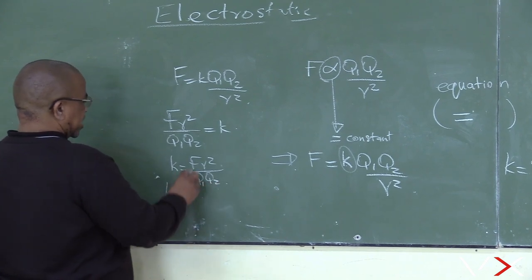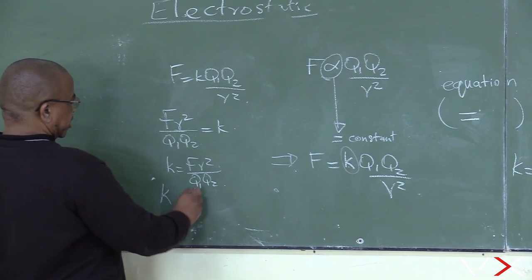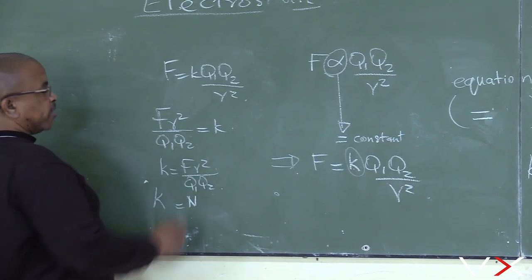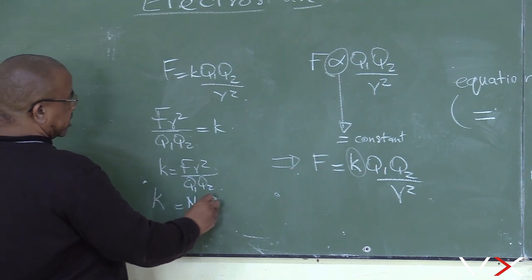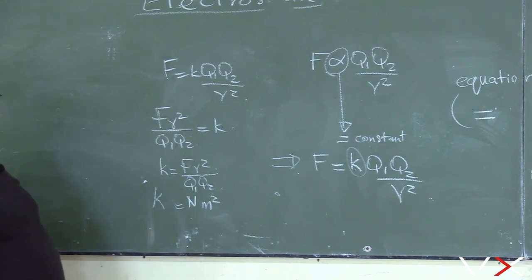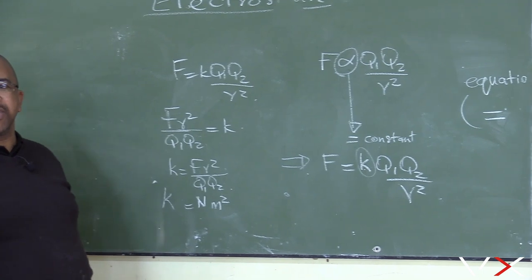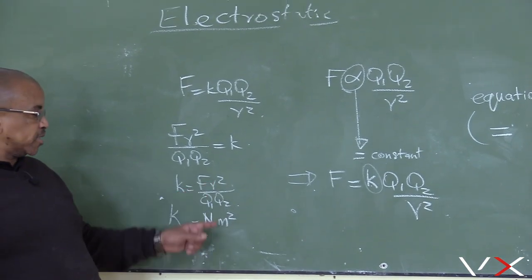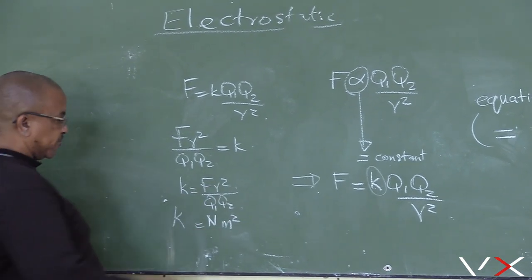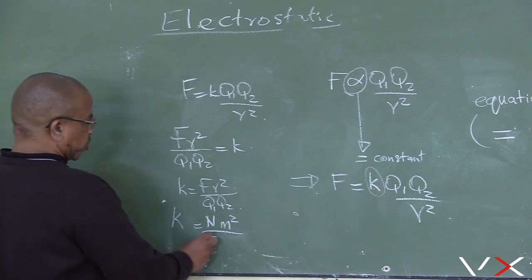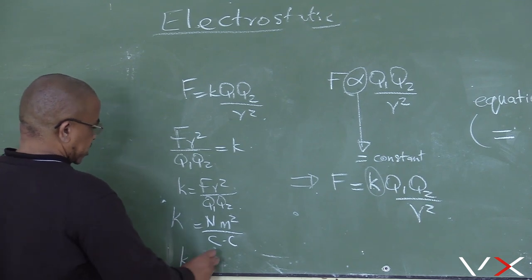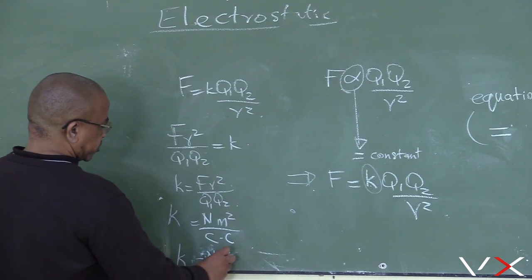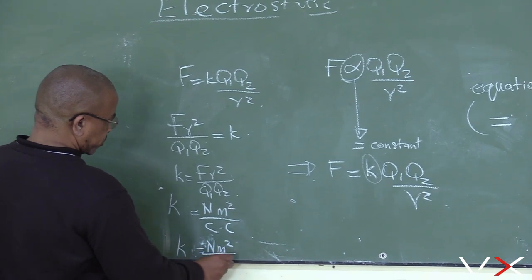Let us look at the units. The units of force is Newton. The units of distance, R, is meter, because R squared is meter squared. Distance is measured in meters, but because we say R squared, it's meter squared. Over the units of charge, Coulomb. Charge is in Coulomb. That will be what? K is Newton meter squared over Coulomb squared.